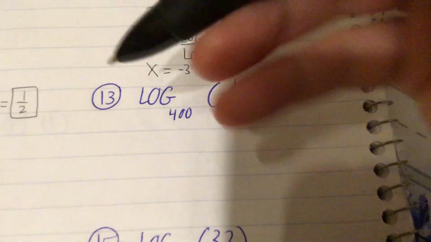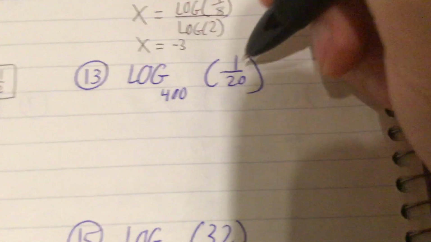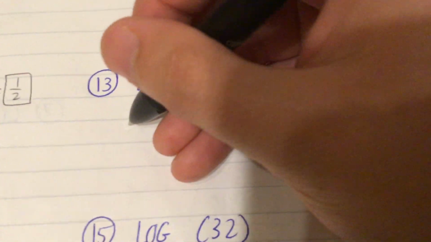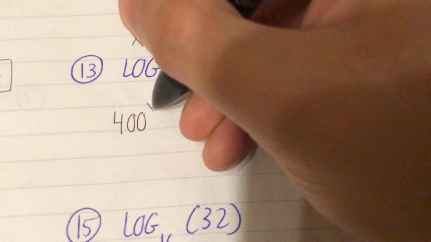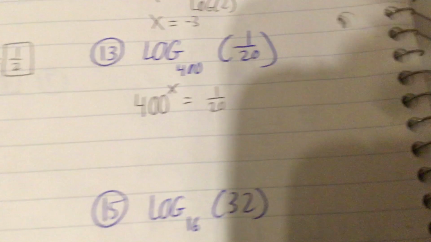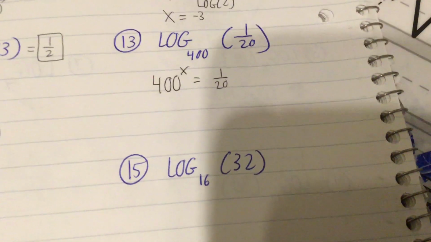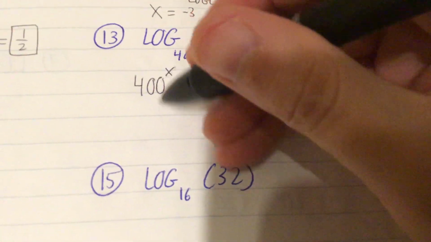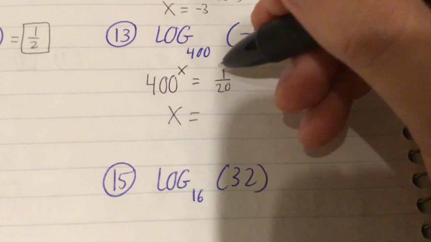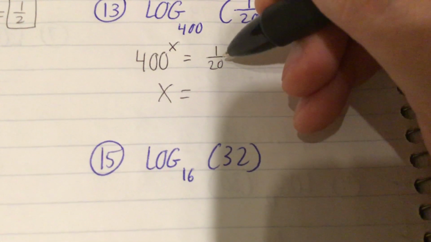Okay, sorry, that should be a 400. So log base 400 of 1/20. Okay. So 400 to the x power is 1/20. So what does that mean? That means that if I take some power, not only have I gotten 400 into 20, but I've also made it 1/20.